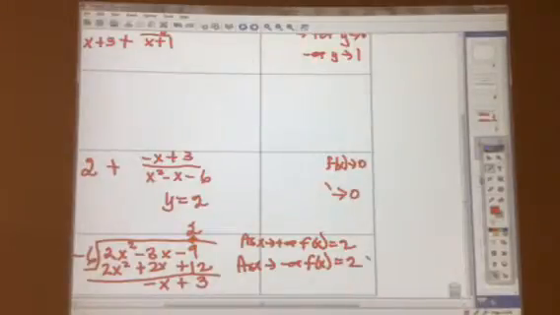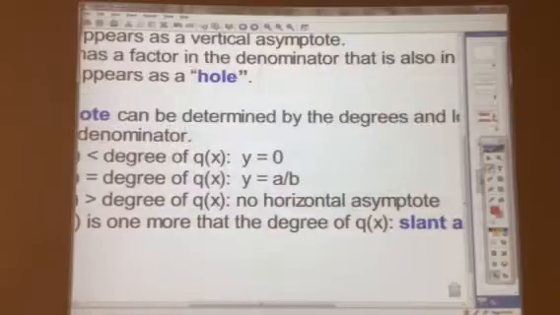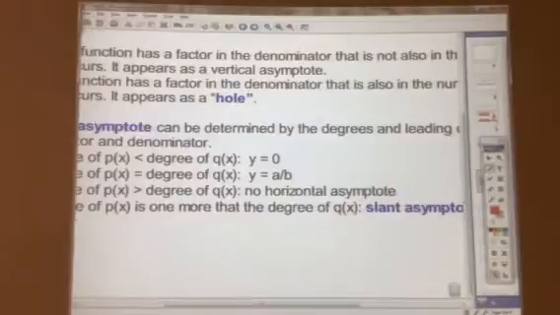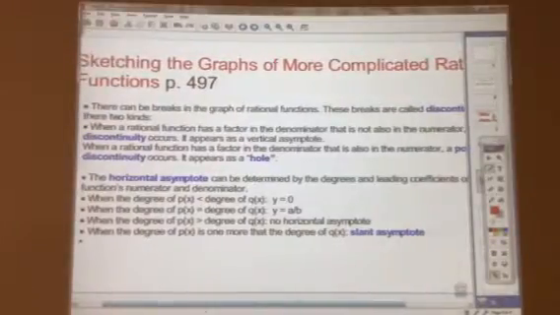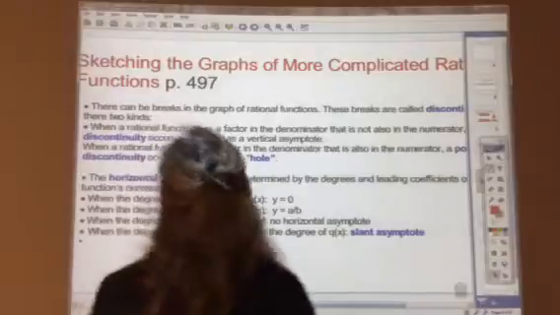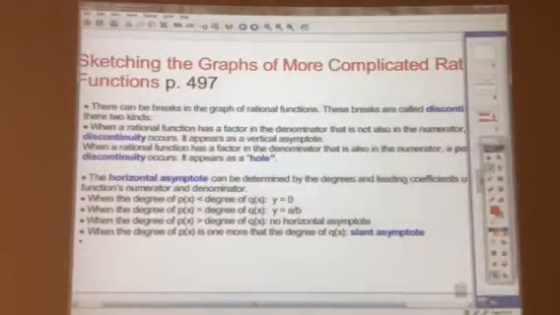All right, now I'm going to sum it all up. You don't have to write all this down, but just pay attention because you might want to take a few notes over it. I'm on page 497. It's all in your notes, but what I did was just condense it into words that I thought you might understand a little bit better.